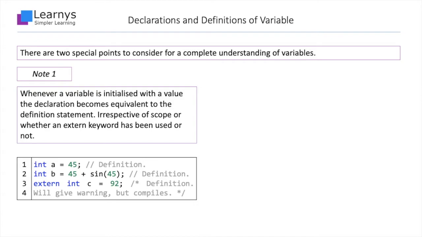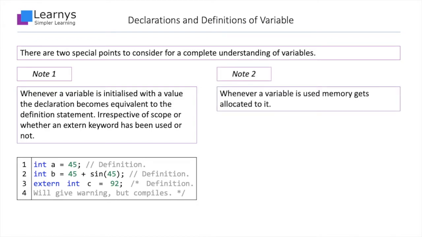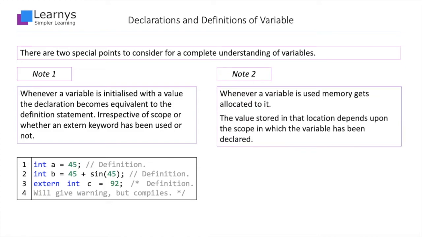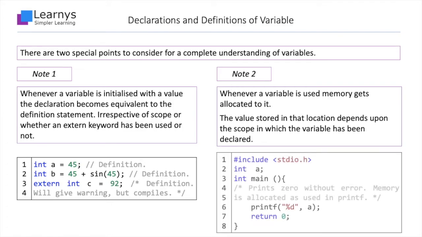Whenever a variable is used, after declaration of course, memory gets allocated to it. The value stored in that location depends upon the scope in which the variable has been declared. For file scope, 0, and for block scope, garbage. Look at the code on the screen. The variable a has been declared in the file scope tentatively. The variable is allocated in the memory when the variable is printed.